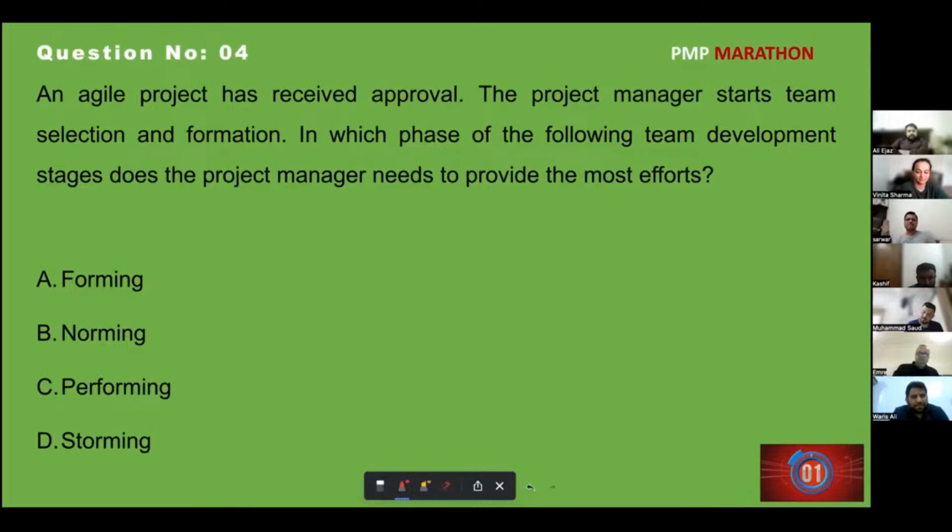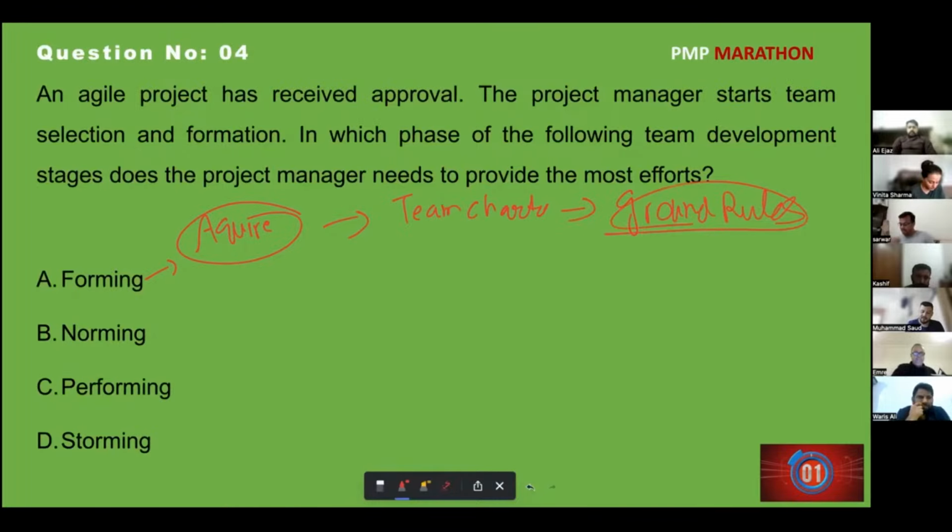I'll explain for everybody. So this is forming, storming, norming, performing, and then finally we have adjourning. That is the heart and soul of PMP: you acquire the team, you develop them, you manage them. What happens in forming? You acquire the team, you make the team charter, you make ground rules with them. You tell them what to do. You act like an autocratic or directive leader. This is your job here.